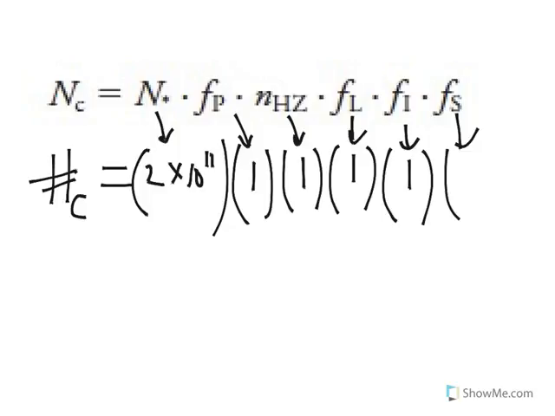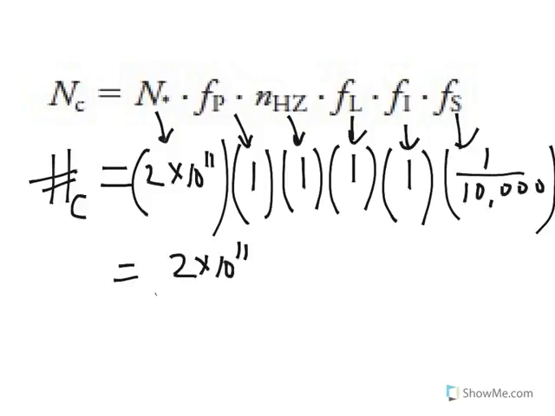And then the last one we have to look at is f sub s. And f sub s is the fraction of a star's existence during which a technological society survives, and we chose 1 out of 10,000. So let's solve. We have 2 times 10 to the 11th on the top, multiplied by 1, multiplied by 1, multiplied by 1, multiplied by 1, and then divided by 10,000. So that's the same thing as 2 times 10 to the 11th divided by 10 to the 4th, since there's 4 zeros.